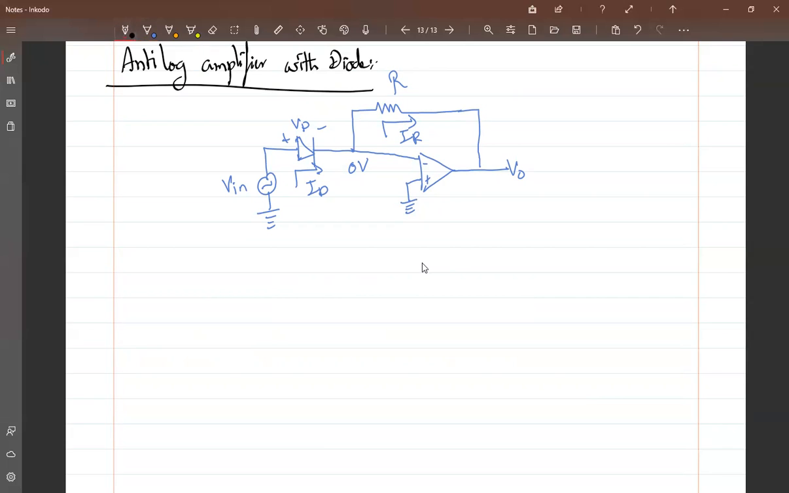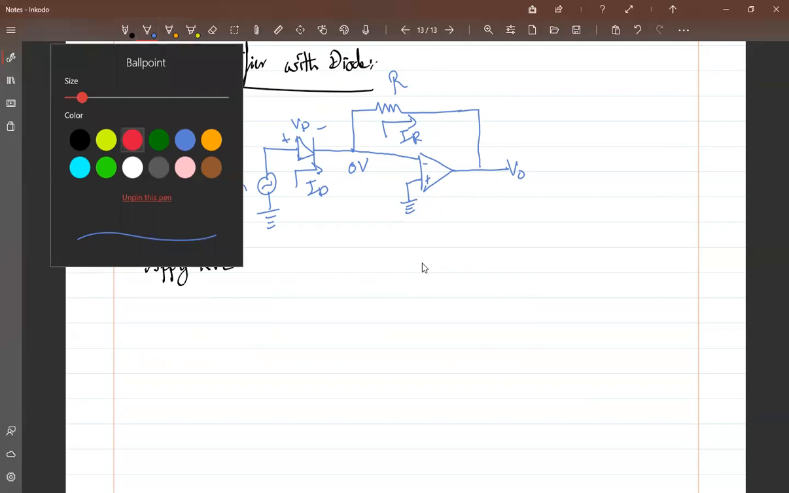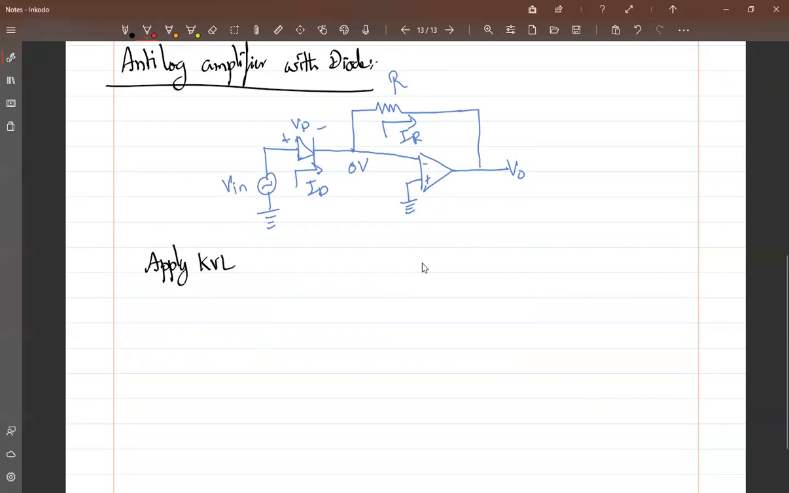By applying KVL, let me initiate loop 1 and loop 2. Consider this as loop 1 and this as loop 2. In loop 1, applying KVL, V in is equal to VD. Sorry, V in is equal to VD.